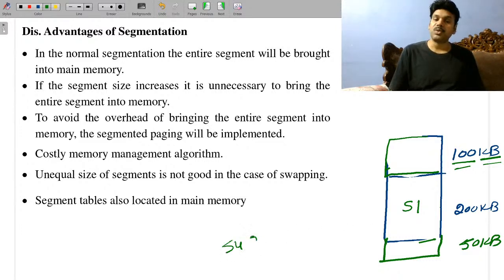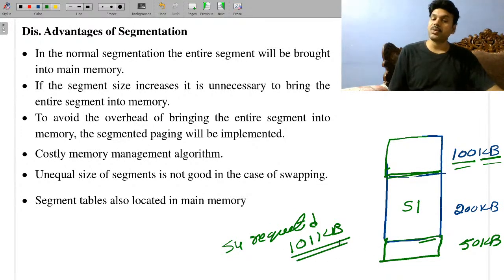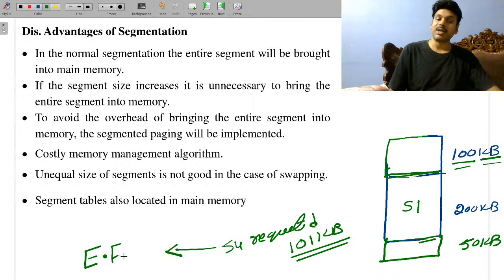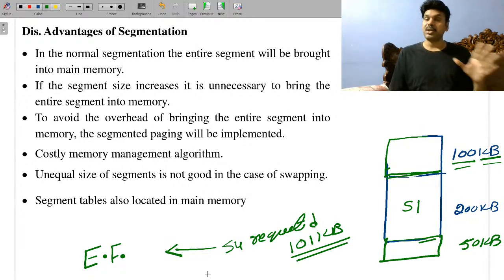Now Segment 4 requested, as before, 101 KB. Now it is not possible. Why is it not possible? Please understand. I cannot allocate 101 KB of memory because I do not have that much of a partition size, as it is already occupied. I got 100 KB and I got 50 KB back, but I am unable to allocate 101 KB. Therefore, this leads to the concept of what? External fragmentation.